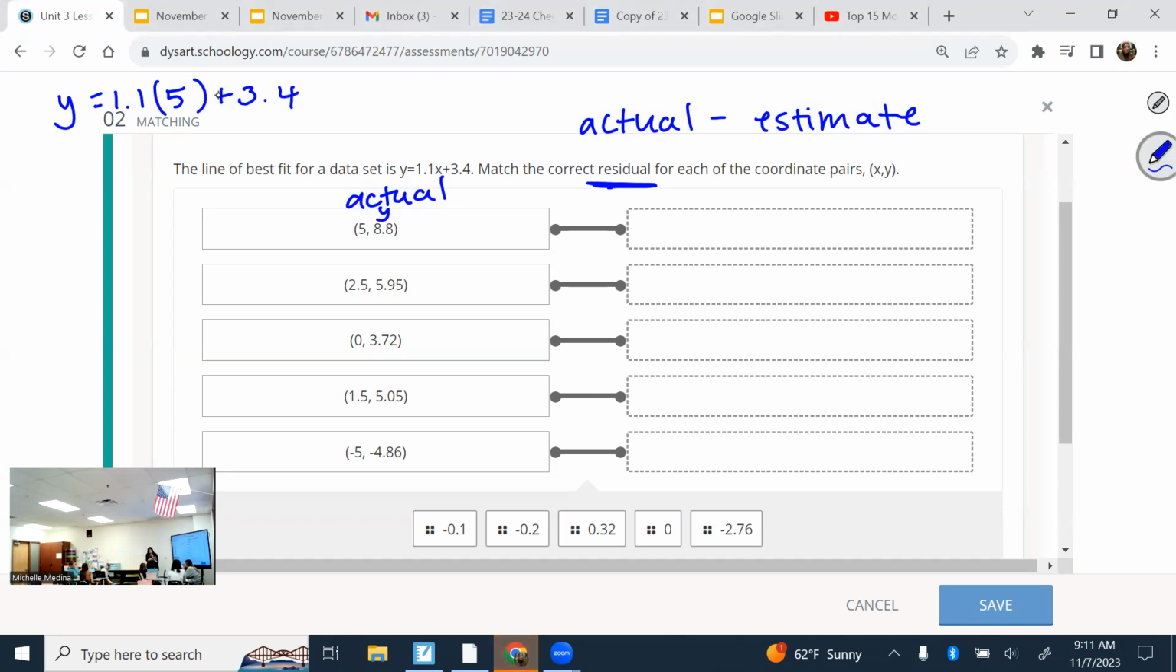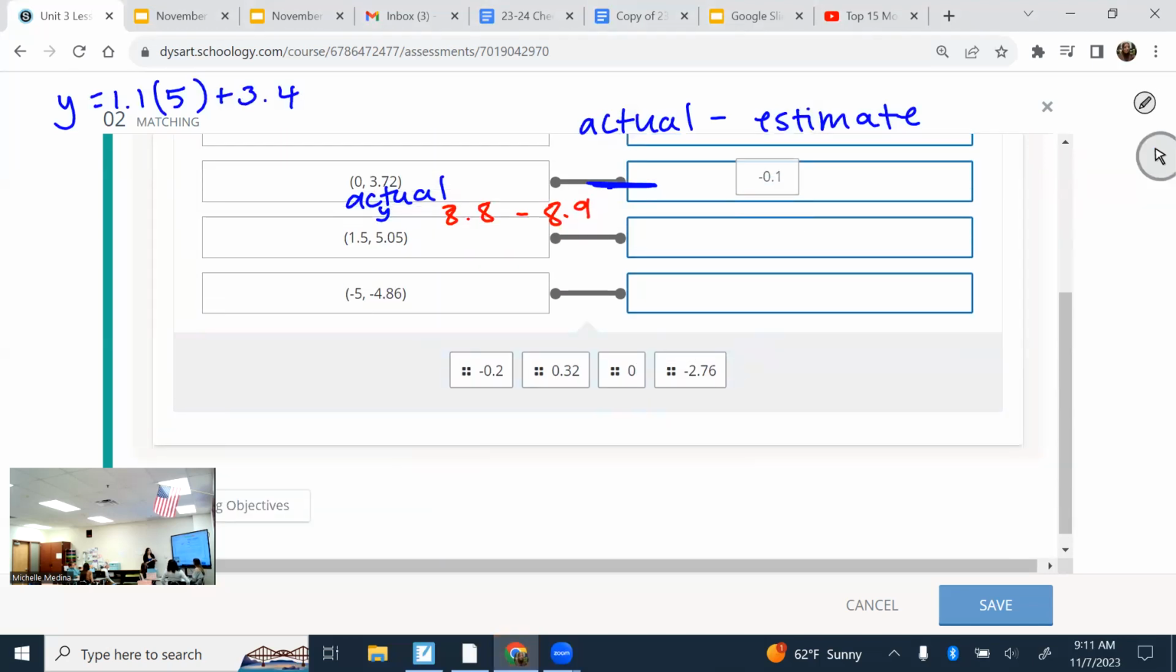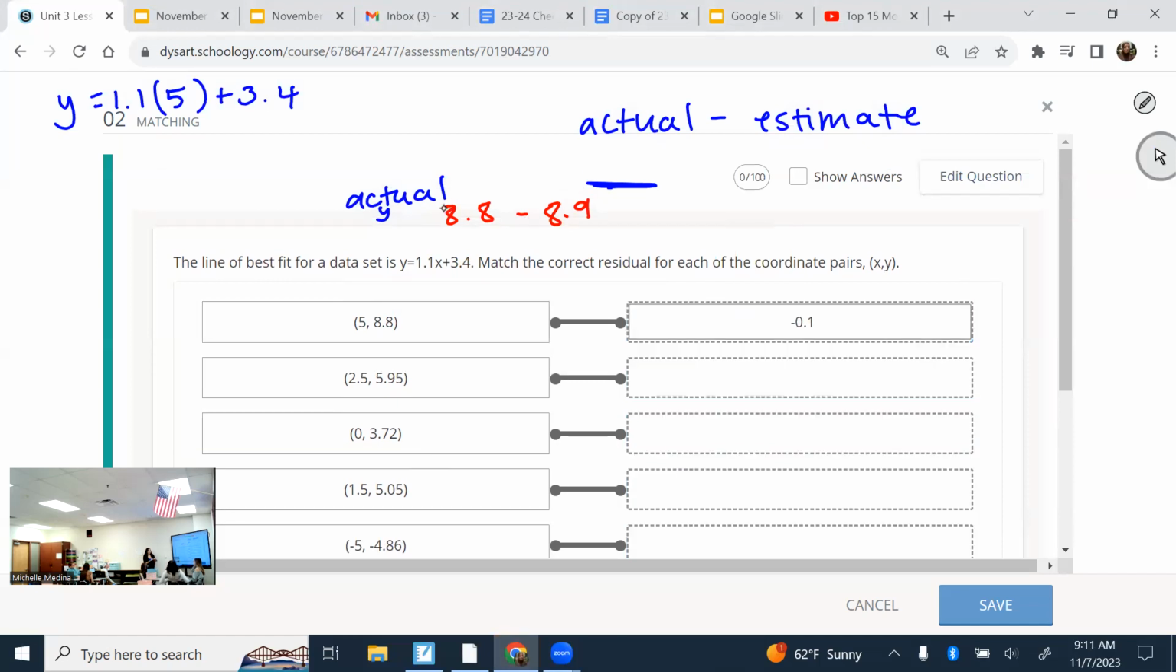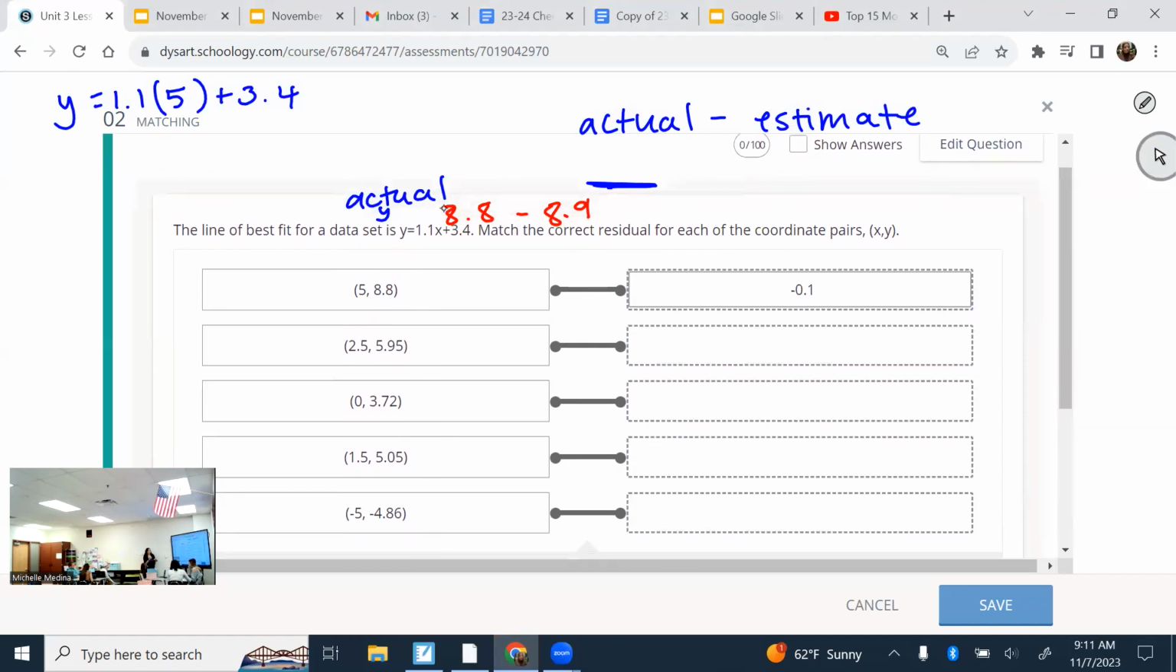So I have 1.1 times 5 plus 3.4. So my estimated value for that is 8.9. Remember, it's actual minus your estimated. So what's 8.8 minus 8.9? Positive or negative? Negative, and it's a smaller number minus a bigger one. So negative 0.1. And that's how you're doing it.